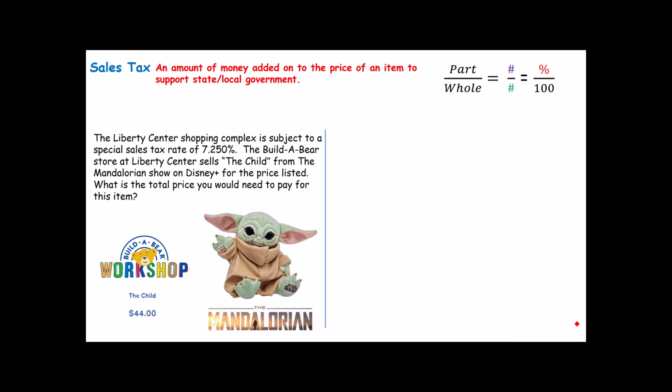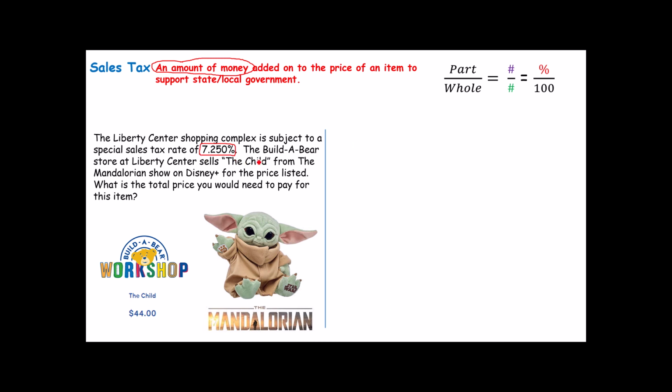Sales tax is another type of percent problem. Notice that sales tax is an amount of money added on to the price of an item to support state or local government. Your tax is usually a percentage or a percent times the original price. It's a part of the original price. So the Liberty Center shopping complex, which is near where I live, is subject to a special sales tax rate of 7.250%. Notice there's a percentage there.